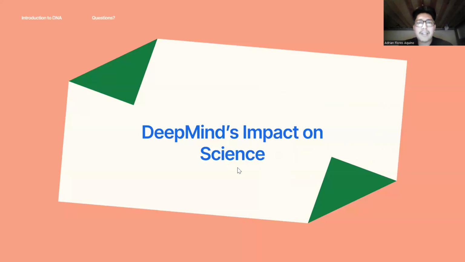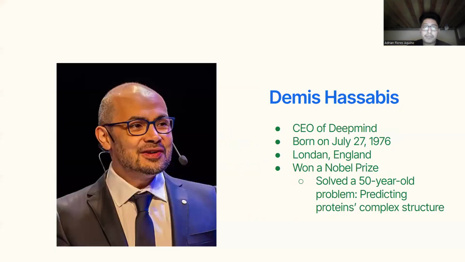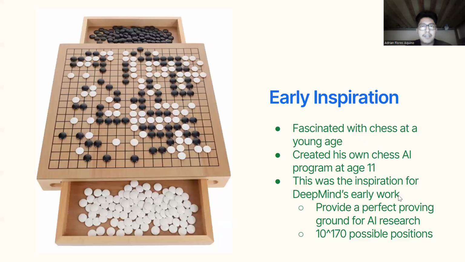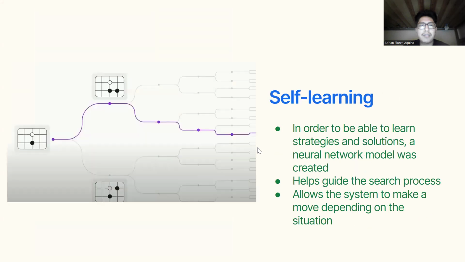Another topic that we talked about was DeepMind's impact on science. DeepMind is pretty much an AI company, and the CEO is Demis Hassabis. He is from London and he won the Nobel Prize for solving the 50-year-old problem of predicting complex structures. His inspiration was the game Go, which was the early work of DeepMind, because it gave him a good understanding of how AI would work in the early steps, due to the many different data that could be acquired from these video games.